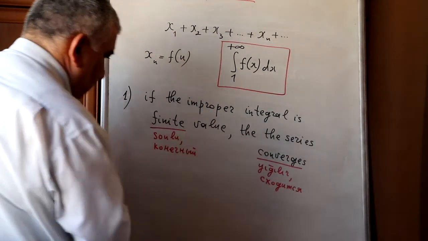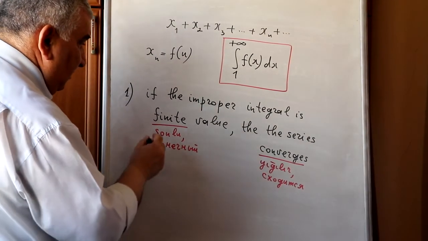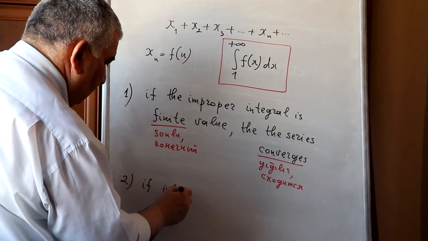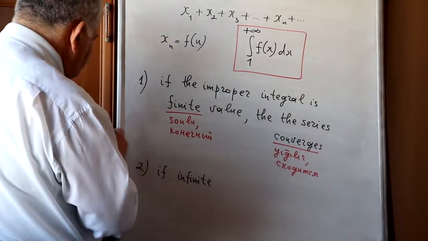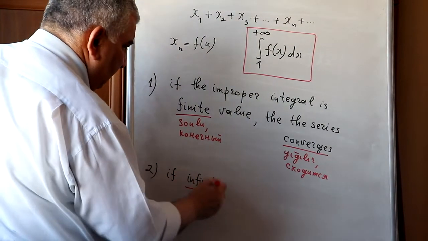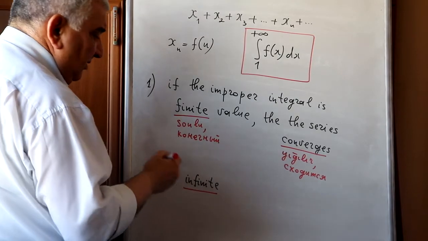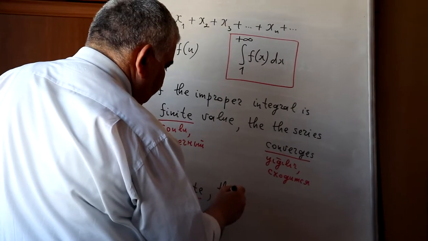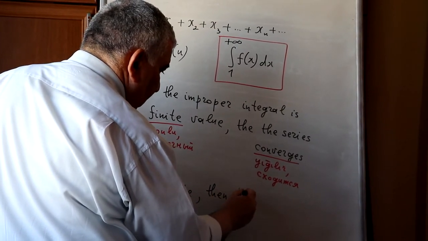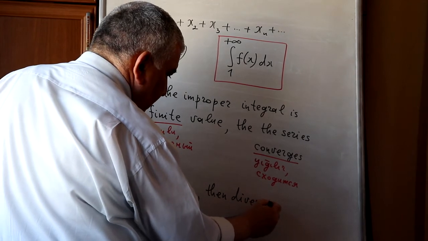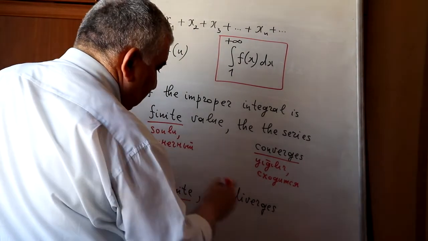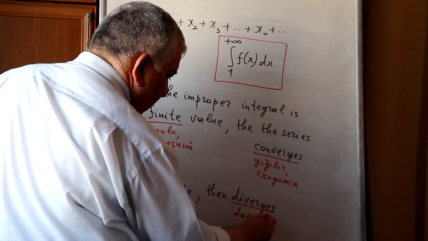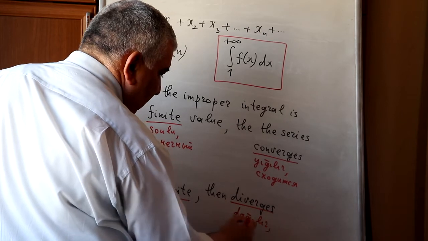And according to the second point, if the improper integral is infinite, then the series diverges. Infinite in Russian is бесконечный. Diverges in Russian is расходится.